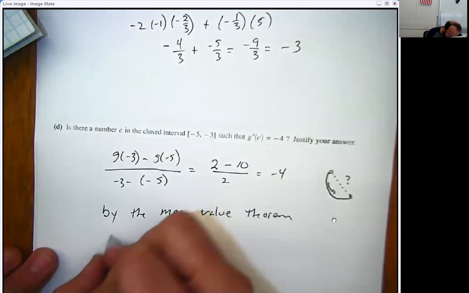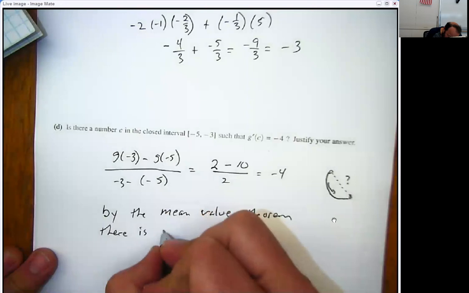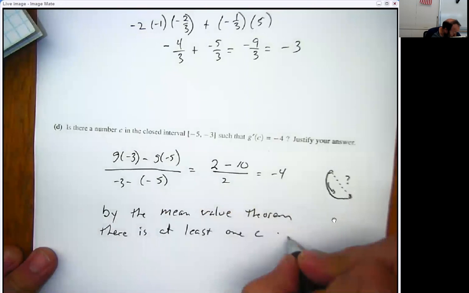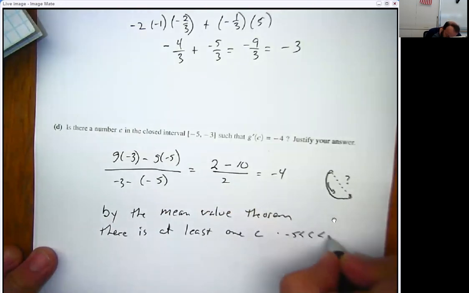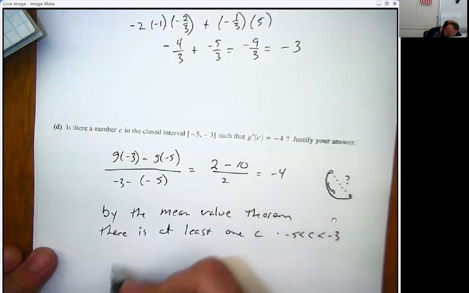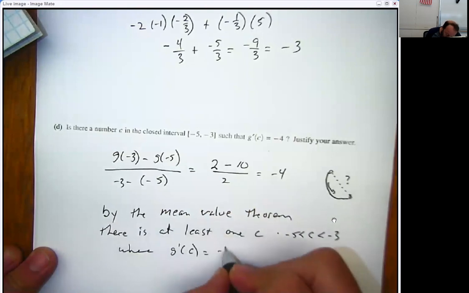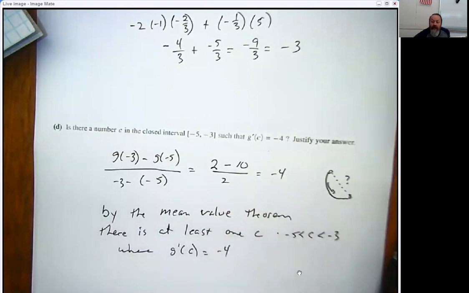So by the mean value theorem, there is at least one c, and I'll go ahead and define that so it's very, very clear that I'm saying that it's in this interval, where g prime of c has to be -4. Certainly not an easy question in places, but definitely doable. It does actually follow exactly how we've studied the calculus over this year. So we're going to go ahead and take a look at another one of those in a moment. All right. Have a good one.